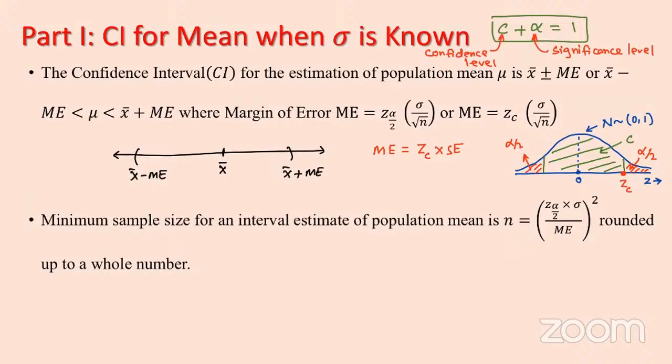Okay? Same value. This will be positive. By symmetry, the value on the other side will be the negative of that. So the value on the other side will be the negative of that critical value.